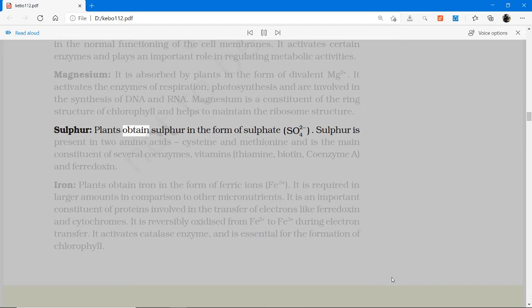Sulfur: plants obtain sulfur in the form of sulfate, SO4²⁻. Sulfur is present in 2 amino acids, cysteine and methionine, and is the main constituent of several coenzymes and vitamins, thiamine, biotin, coenzyme A, and ferredoxin.